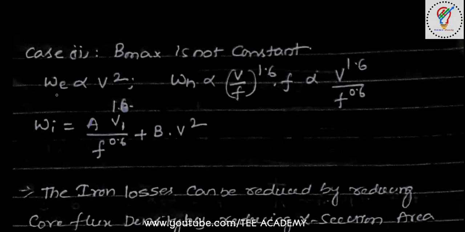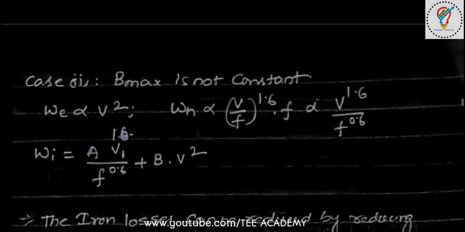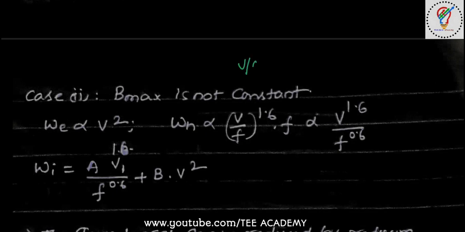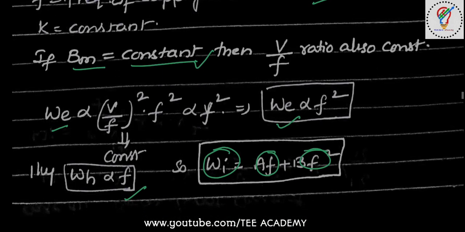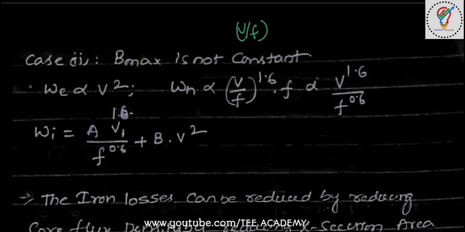For the eddy current losses, as you studied, W is proportional to V square. When Bmax is not constant, that means the V by F ratio is not a constant. Based on this ratio, we studied earlier that W is proportional to Bm square into F square. Bmax means V by F, a variable, whole square into F square. F square gets cancelled, then eddy current loss is proportional to V square. So as the voltage increases, eddy current losses will increase. It won't depend upon the frequency when Bmax is not a constant, it's a variable.